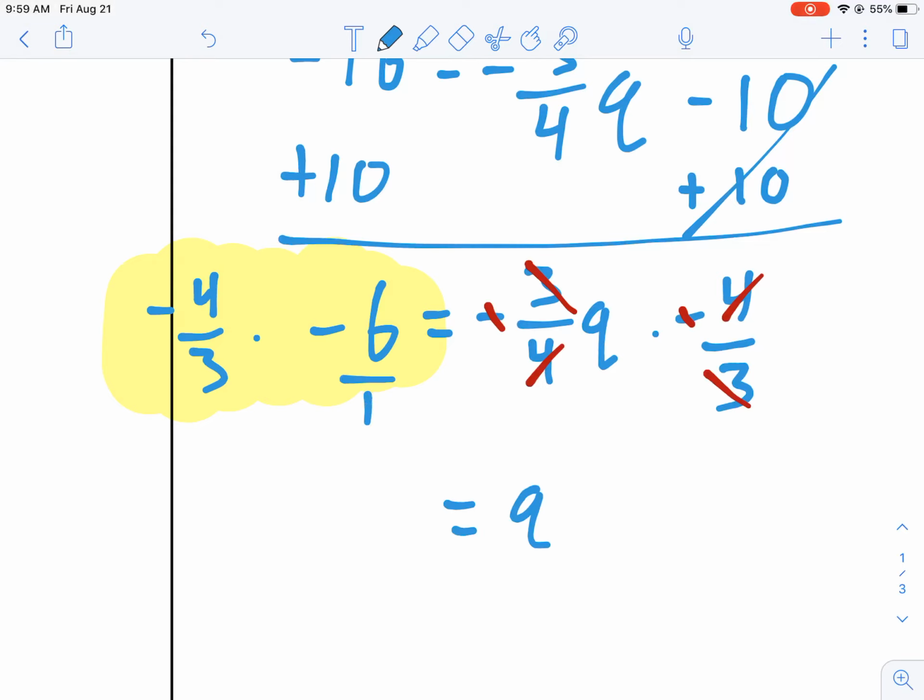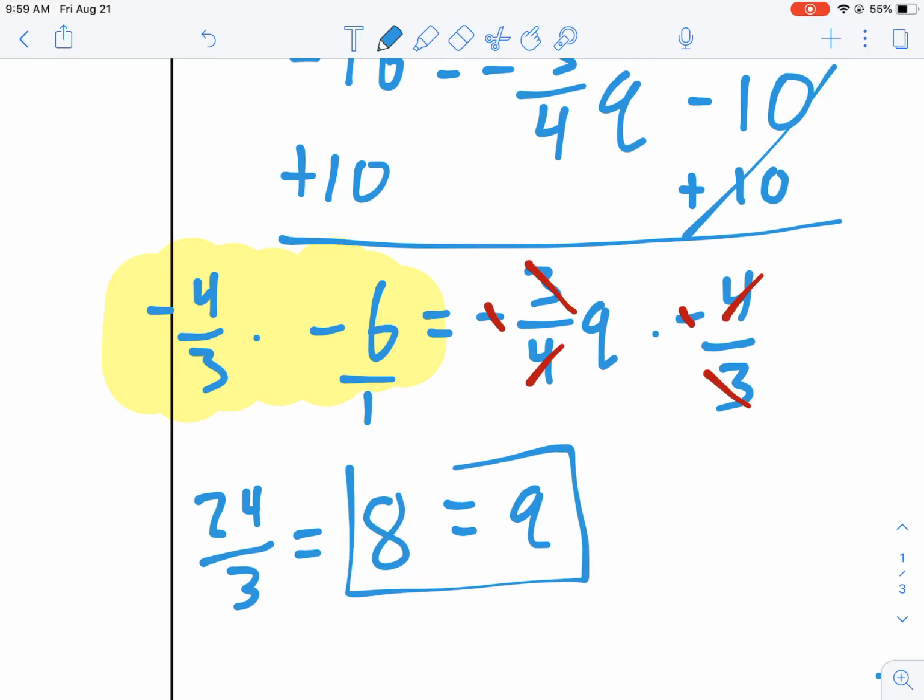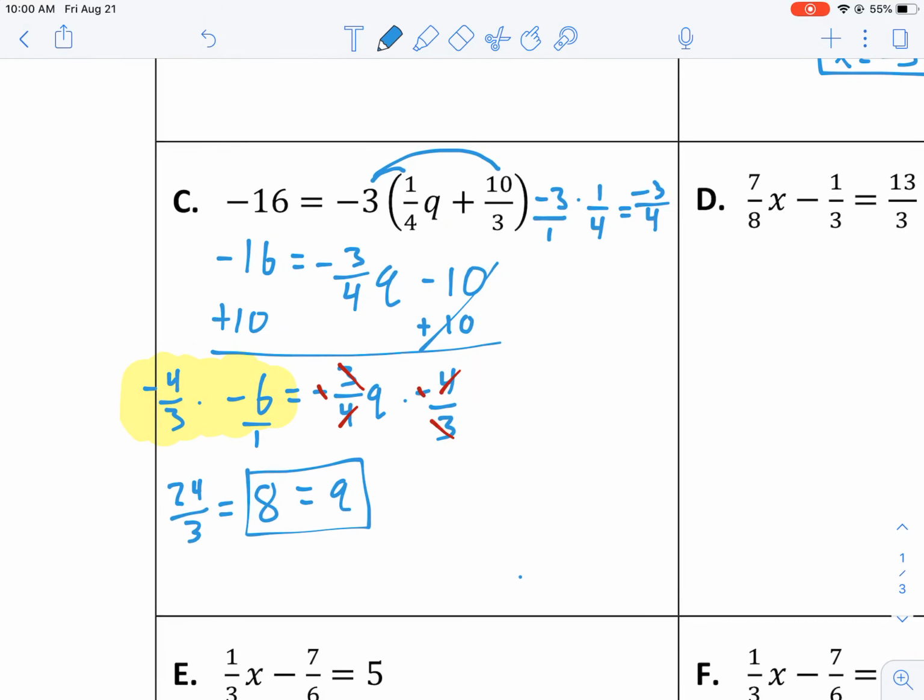So just like before, we're going to multiply straight across. So we have negative 4 times negative 6, that's 24. We have 3 times 1, that's 3. And now we just need to think about, can we simplify this at all? Yeah, we can. So 24 divided by 3 is 8, all right? So that gives us our final answer of q equals 8. So even though this problem looks very challenging, with those weird fractions, if you just trust the math and go through it, we got a whole answer.